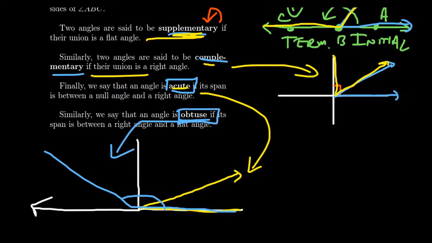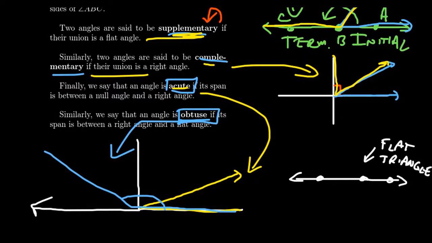We don't have to worry about the third angle of a triangle being flat, because if you had a triangle where one of the angles was flat, that actually wouldn't be a triangle. That would be something like this. It'd be like a flat triangle, which isn't technically a triangle, but in some ways it kind of behaves like a triangle.